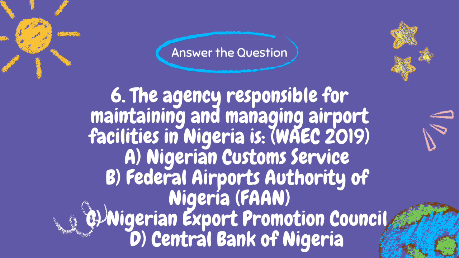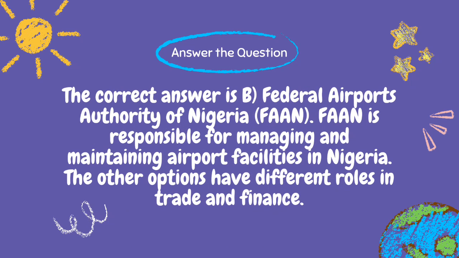Option A, we have Nigerian Customs Services. Option B, we have Federal Airport Authority of Nigeria, that is FAAN. And option C, we have Nigerian Export Promotion Council. And option D, we have the Central Bank of Nigeria. What is your answer? Take a moment to decide on the correct choice. The correct answer for that question is option B, Federal Airport Authority of Nigeria, which is also known as FAAN.